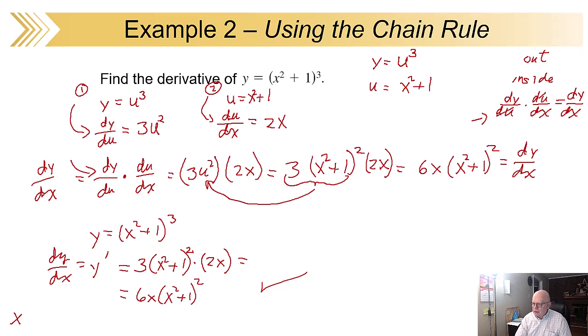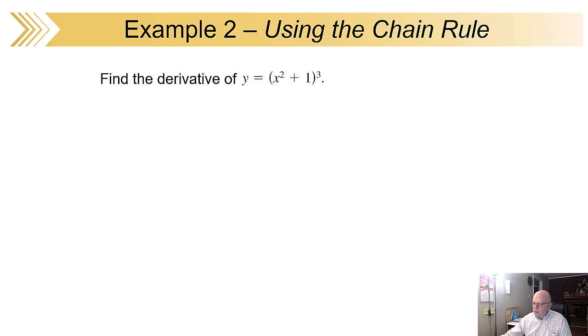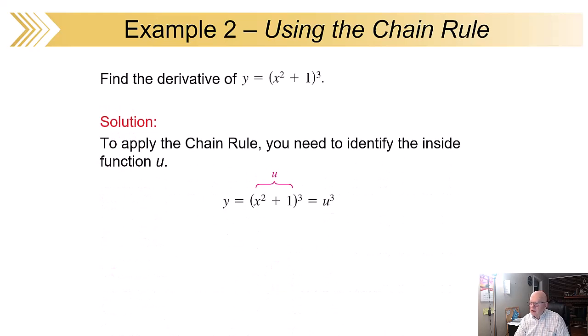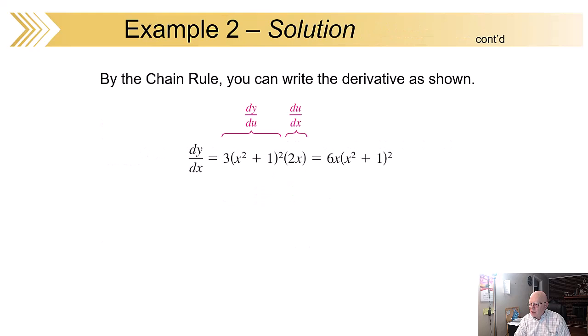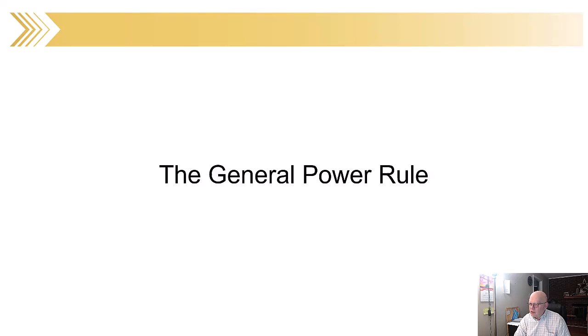All right, moving on. I'm going to first clear this of the ink. Okay, so that we don't have it cluttered up for these next ones. So here's a reprise of what we just did. There's the inside function, x squared plus 1. Here's the outside function, the inside function, and there's our final answer. Now, the general power rule.